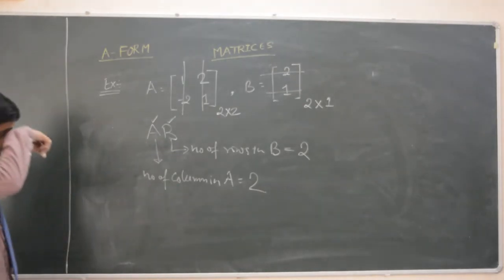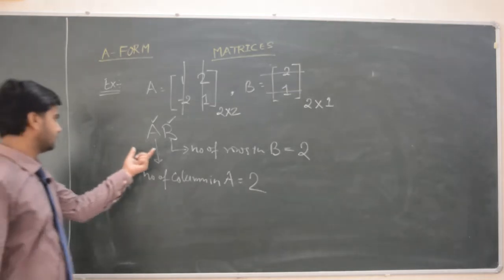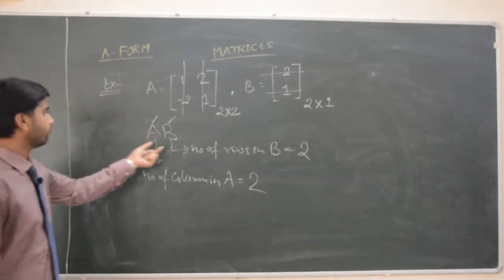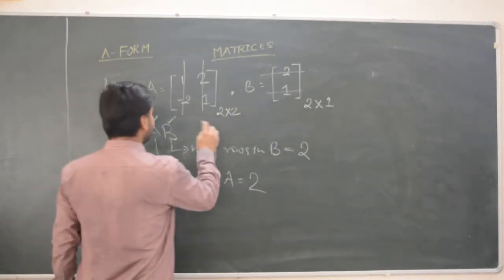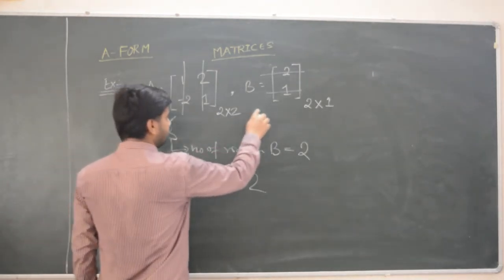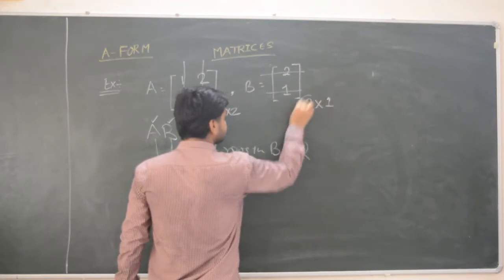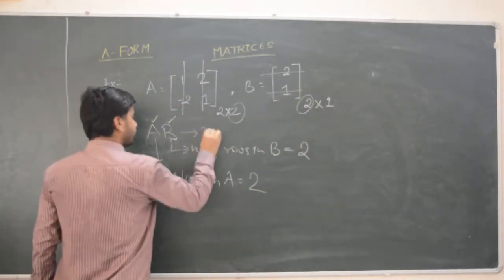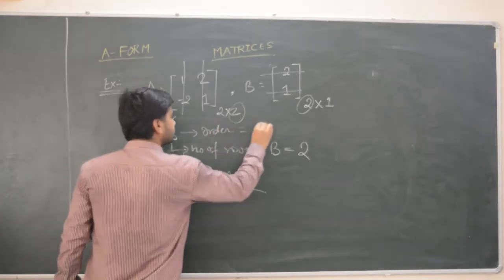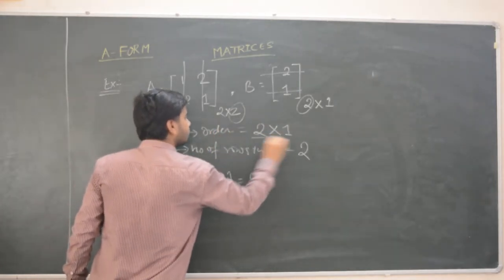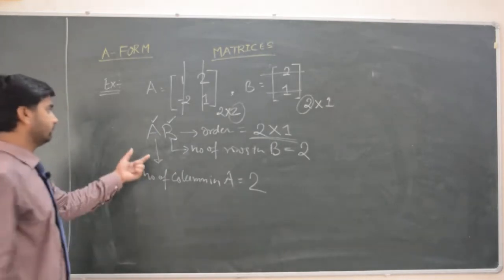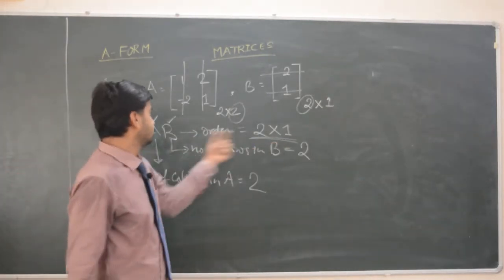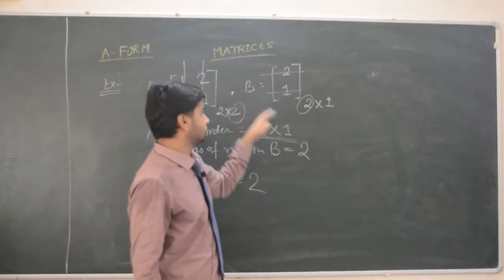So we can multiply A and B, and now the question is what will be the order of AB. The order of A is 2 by 2 and the order of B is 2 by 1. So this 2 will get cancelled, and finally we will get the order of AB as 2 by 1. So we got the idea that AB will contain 2 rows and 1 column. That means AB will look like this matrix.